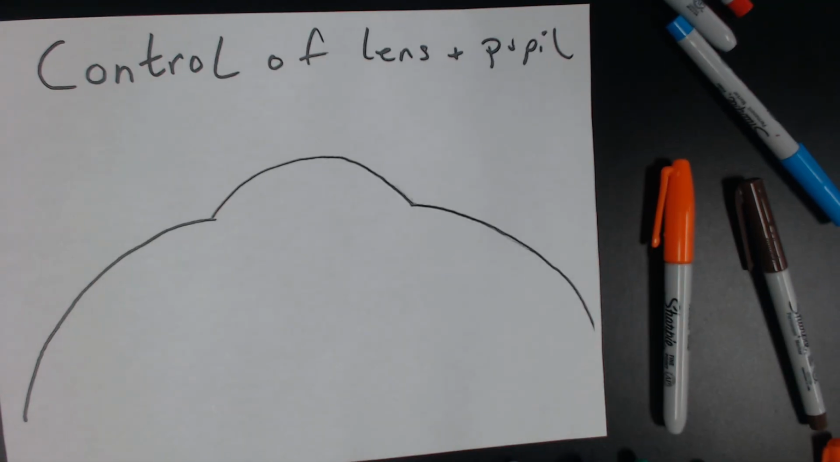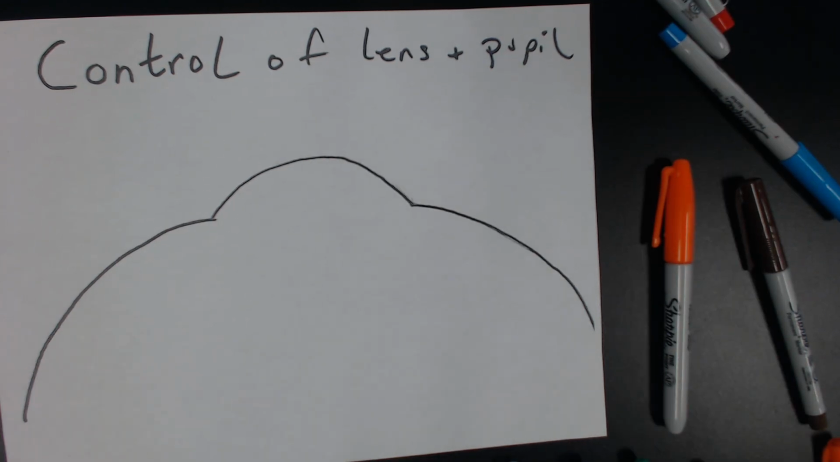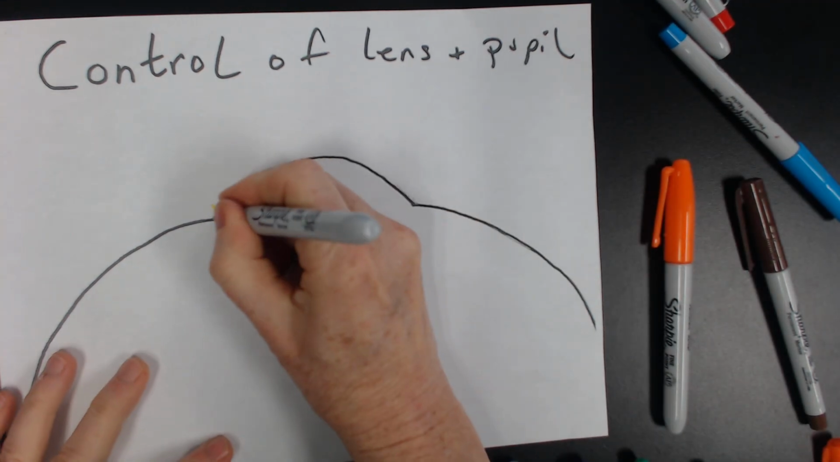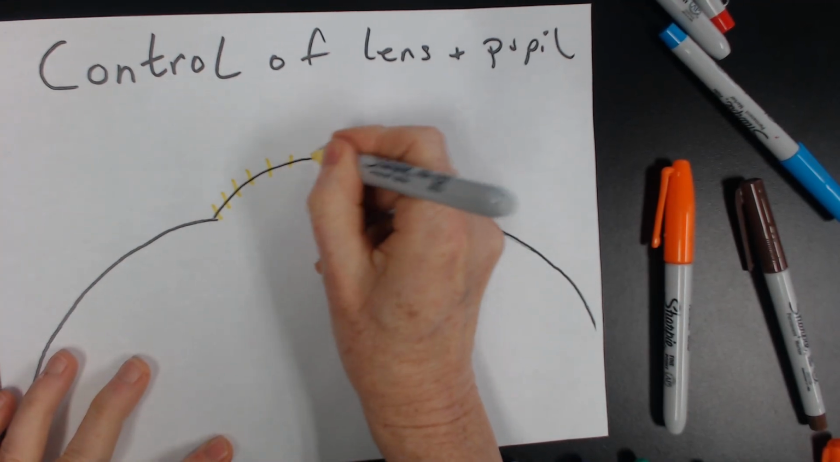This is going to be control of the lens and the pupil. What cranial nerve controls the lens accommodation and pupillary constriction? Yes, you got it. All right, quick review. This layer here is going to be your cornea's protective layer.